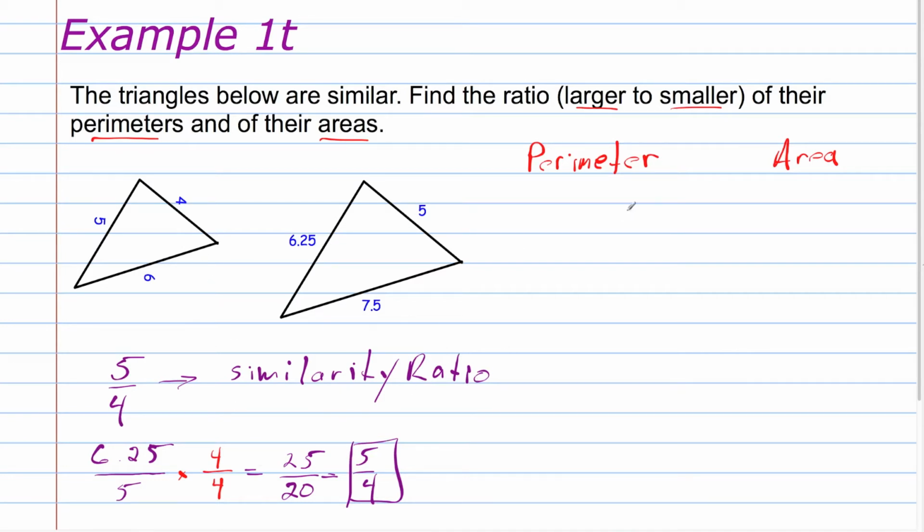Now, once we find the similarity ratio, we know the perimeter ratio is equal to 5 over 4. And that the area ratio is just the square of the perimeter ratio. So the area ratio is 5 squared over 4 squared, which can be rewritten as 25 over 16. So here we have the perimeter ratio, and here is the area ratio. We're going to see in coming examples how to use these ratios to solve problems to find areas of similar figures when we know the area of one.